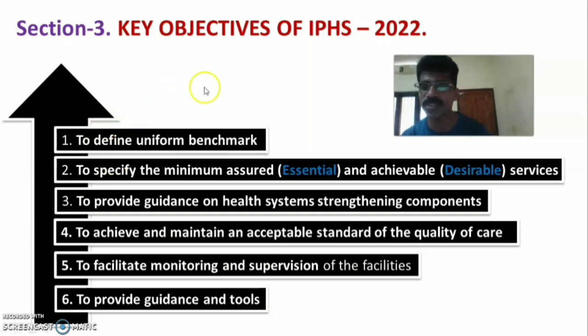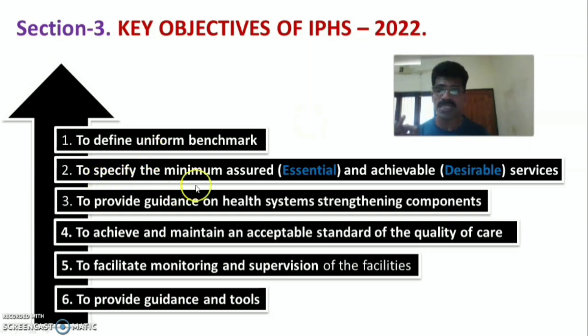The first objective is to define uniform benchmark. Define uniform benchmark means uniform or similar standard of quality services from all the health centers in our country. So all the health and wellness centers in the country provide uniform or similar quality services. That is called benchmark, quality services. So the first key objective is to define uniform benchmark.